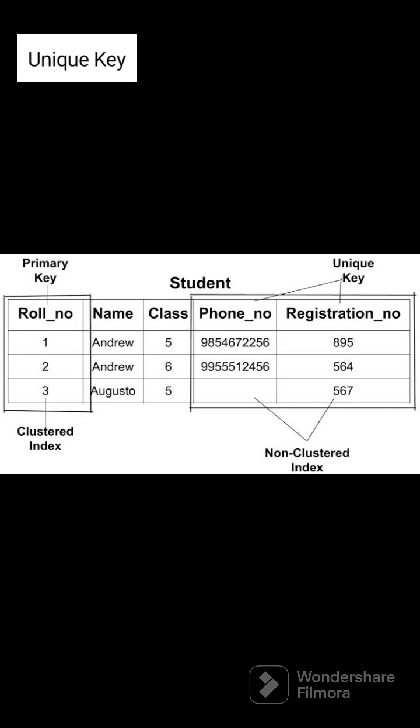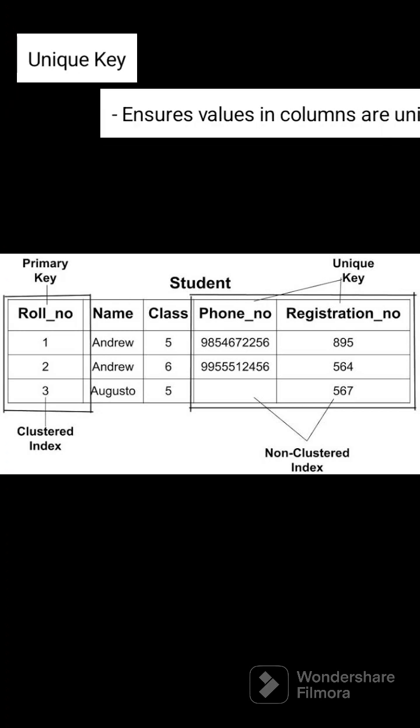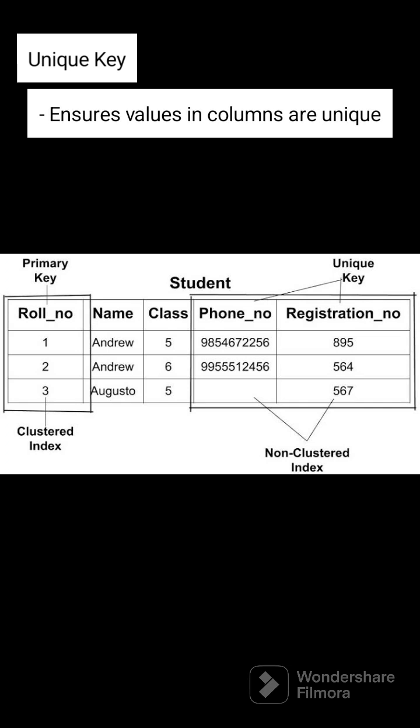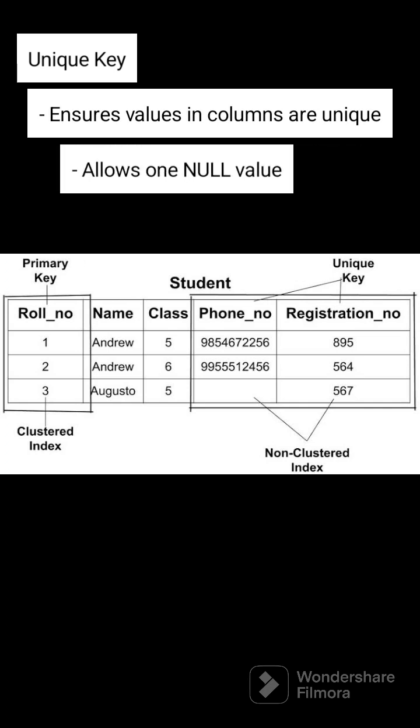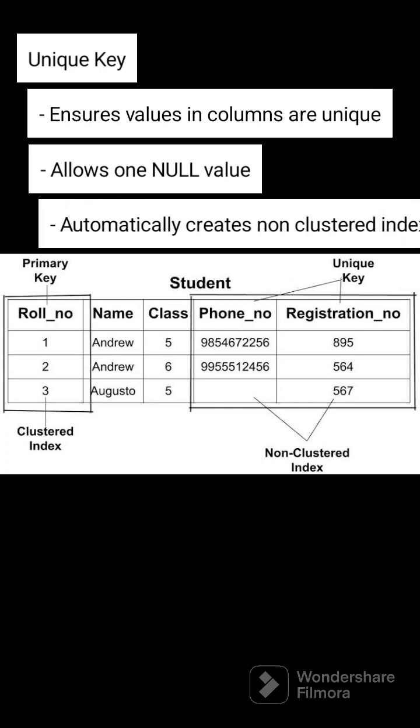Now coming to the unique key. A unique key is a column or a set of columns that ensures that all values in that key are unique, which is very similar to a primary key. The only difference between a primary key and a unique key is that a unique key allows null values, meaning that one row can have a null value in the unique key column, whereas in a primary key none of the rows can have null values.